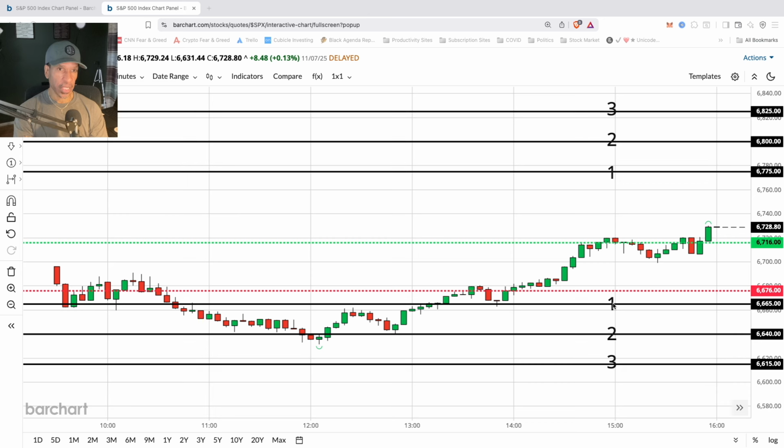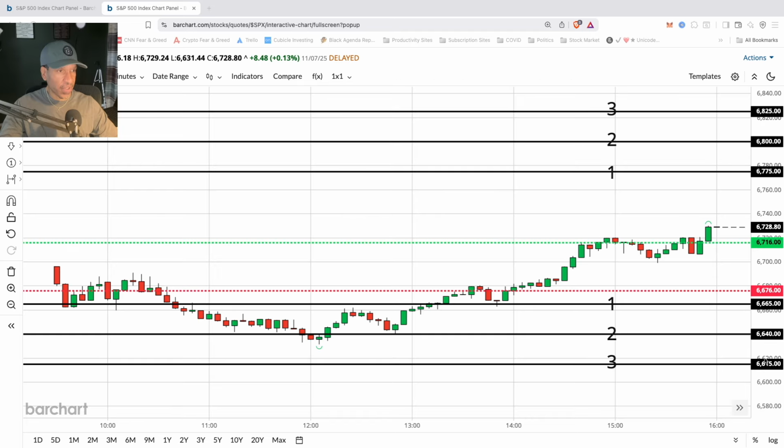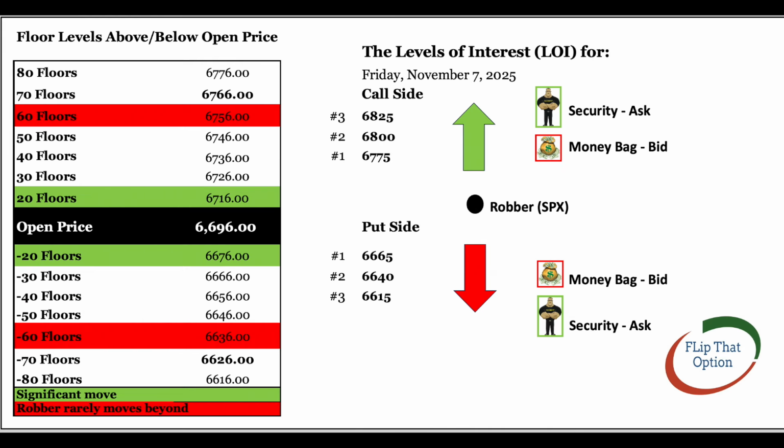So 0 DTE stands for 0 days to expiration, right? So I come up with 3 levels of interest on the call side and the put side. The call side would be above the price action, and the put side is going to be below the price action. So level 1 on the put side was 66.65, level 2 was 66.40, and level 3 was 66.15. On the call side, it was 67.75, 6,800, and 68.25. Now this was on Friday, November the 7th.